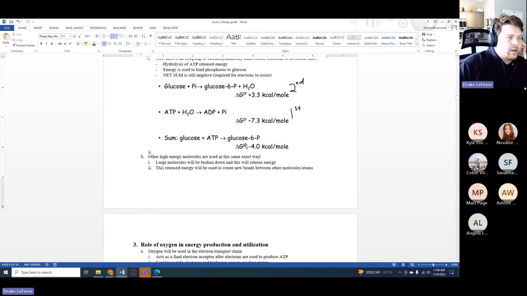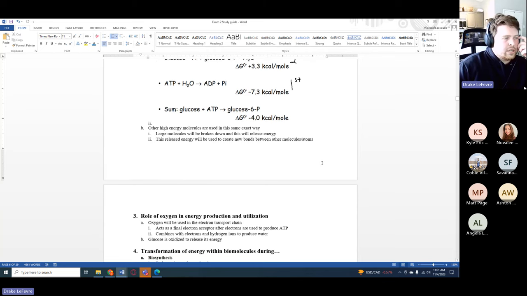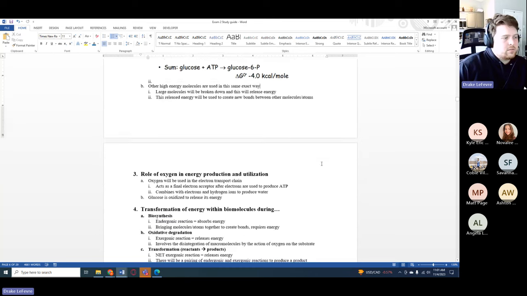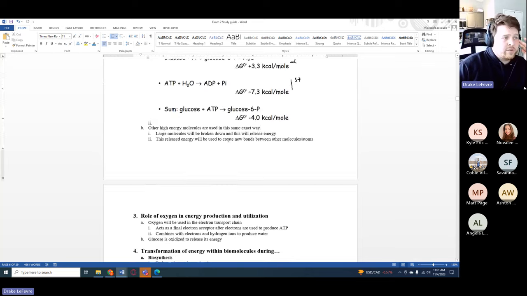What you really want to understand here is that if delta G is positive, it's an endergonic reaction. If it's negative, it's an exergonic reaction. Endergonic, exergonic. He'll ask the questions a lot in that way, and he'll give you a delta G value, and that's really how you can tell what's going on. Should be fairly straightforward if he gives you a delta G.